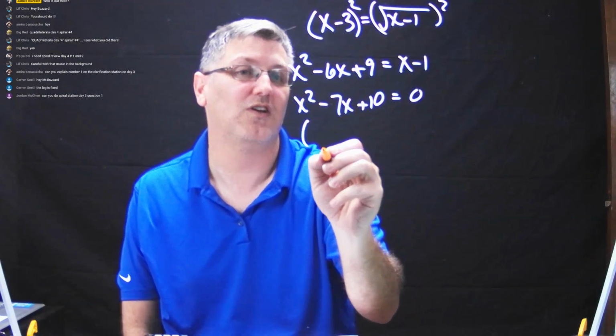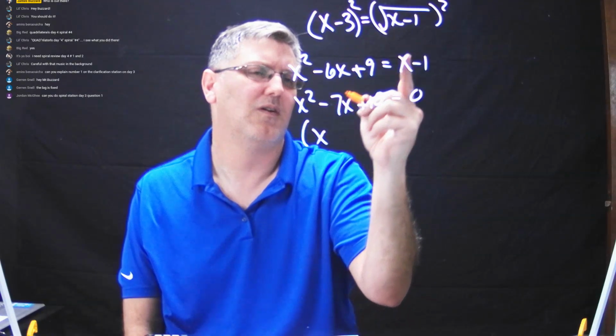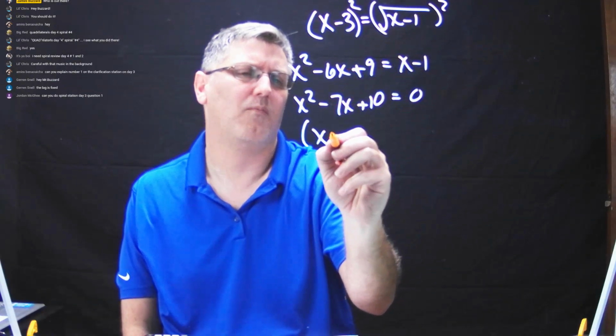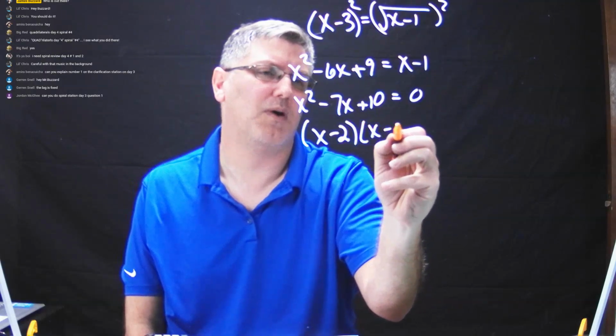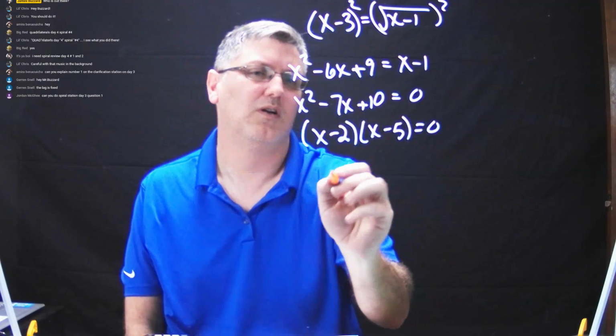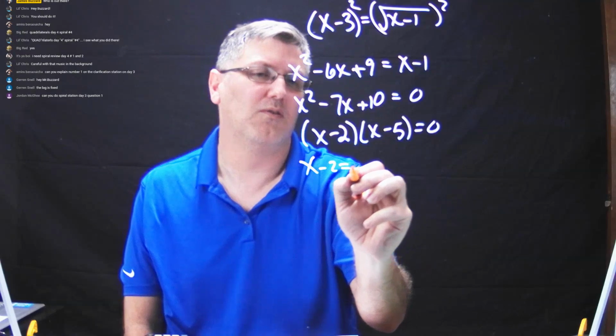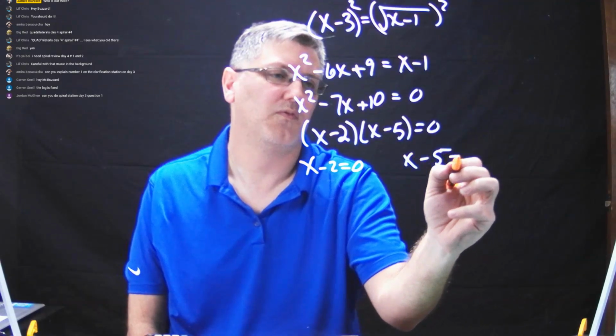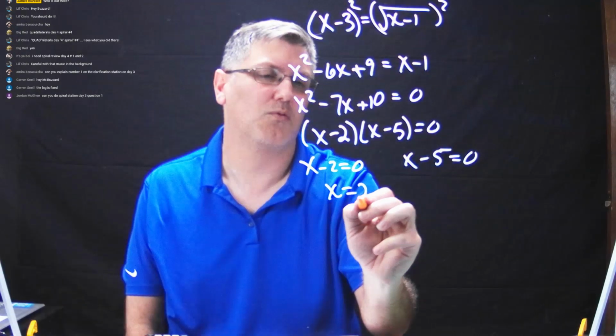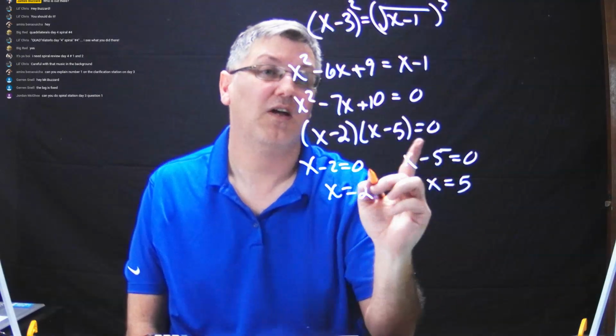This factors nicely to (x minus 2)(x minus 5) equals 0. Set these both equal to 0. This gives me x equals 2 and x equals 5. We're not quite done yet.